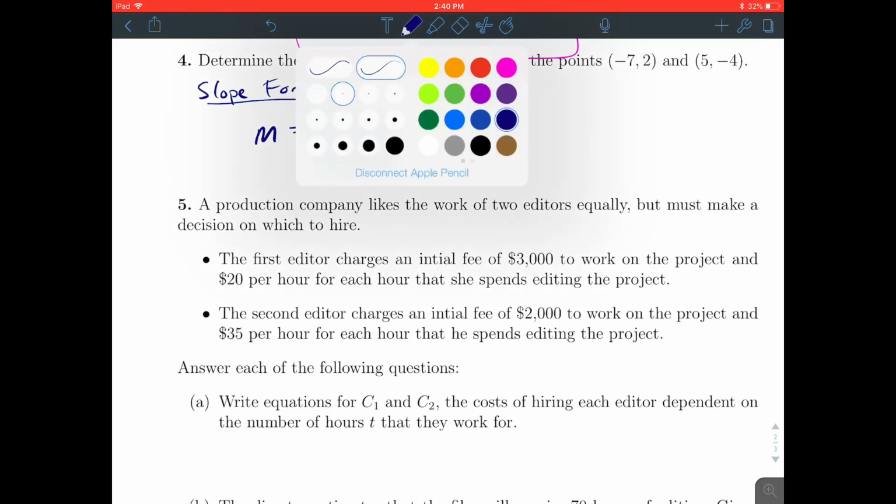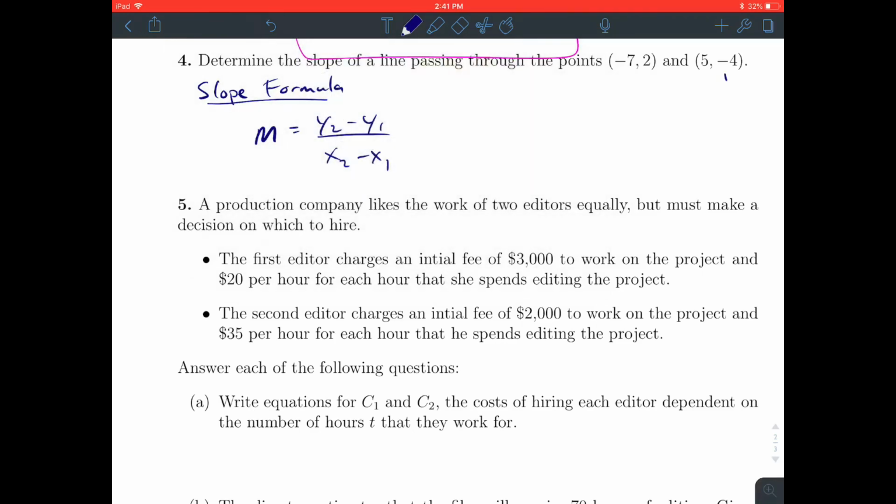Just matching things up from the points: y of the second coordinate is this one, y of the first coordinate is this one, x of the second coordinate is 5, x of the first coordinate is negative 7. Substituting these into my equation, I find that m is equal to negative 4 minus 2, divided by x2, 5, minus x1, negative 7.